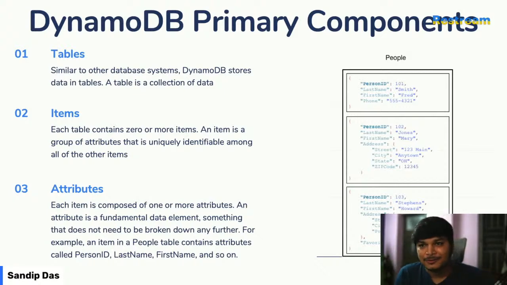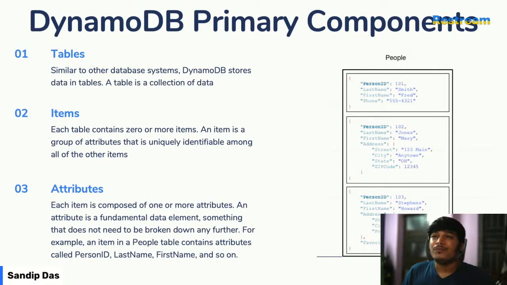What are the basic things? If you're going to work with DynamoDB, then these are the three things you must understand very well. First thing is the tables. Similar to any other database, whether you talk about MySQL, MongoDB, or Redis, you first create a table to store the data, and DynamoDB is no exception. There also you create a table and store the data in it.